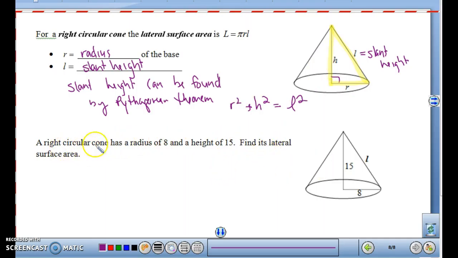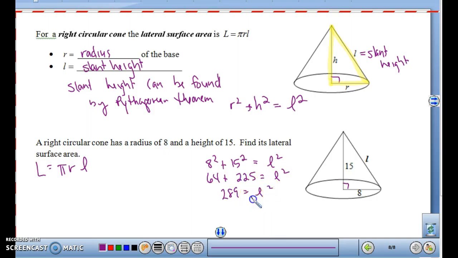All right, so a right circular cone has a radius of 8 and a height of 15. Find its lateral surface area. Okay, the formula is L equals pi r l. But what we're missing is what little l is. Well, again, this is a right triangle, so 8 squared plus 15 squared is equal to l squared. So this is 64 plus 225 equals l squared. That's 289 equals l squared. Take the square root, and the square root of 289 is 17. So l is 17.